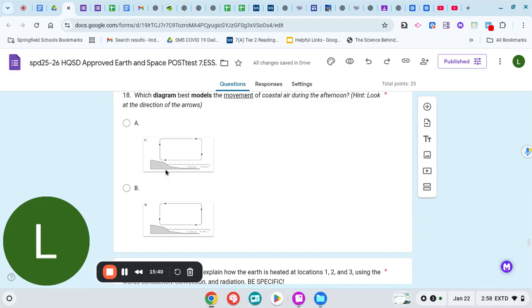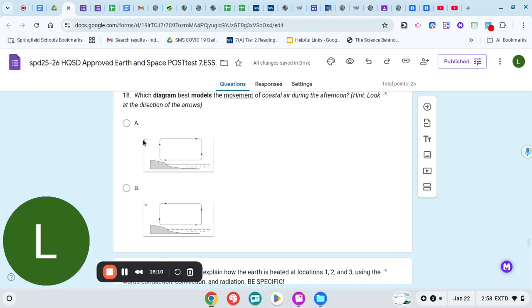And you have to say to yourself, okay, this is the land right here, and this is the sea or the water. This is the land right here in B. This is the water. So now you have to look at the arrows and figure out which one it is. If it's a sea breeze, the arrows are going to go one way. If it's a land breeze, the arrows will go a different way. So for choice A, you have the arrows going this way.